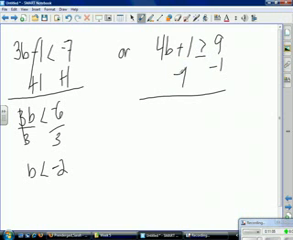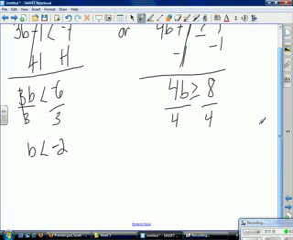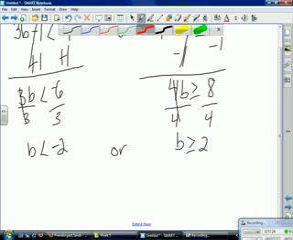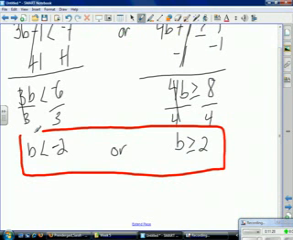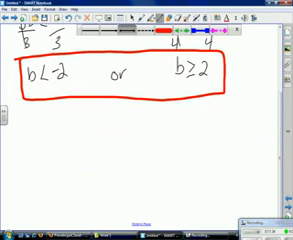Now, for the inequality on the right, I'm going to subtract 1 from both sides of the inequality to begin. Those ones will cancel. I get 4b is greater than or equal to 8. Next, I'm going to divide both sides by 4. Those 4's will cancel, and I get b is greater than or equal to 2. And remember to throw your or back in there. You want to separate your inequalities with an or. So this is the solution: b is less than -2, or b is greater than or equal to 2.